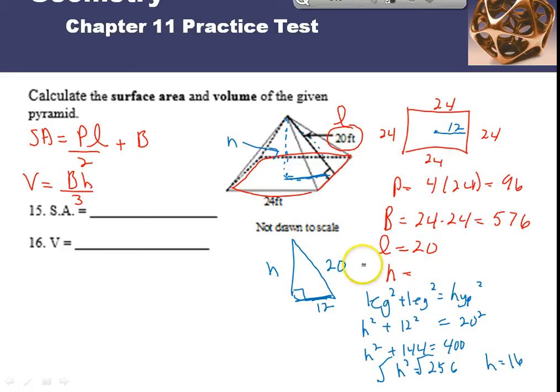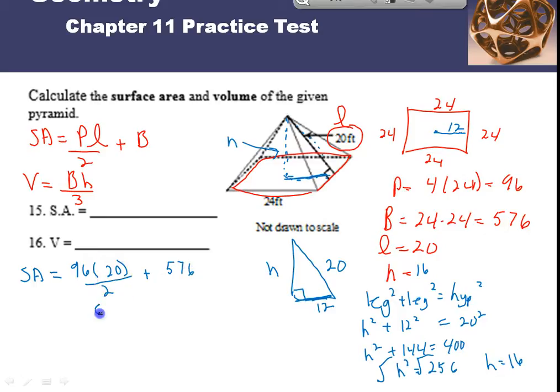Okay, so now I got my height is 16. So now I'm just going to plug it in. So my surface area is a perimeter, which is 96, times the lateral or slant height, which is 20, divided by 2, plus big B, which is 576.